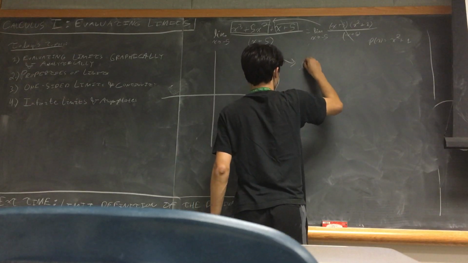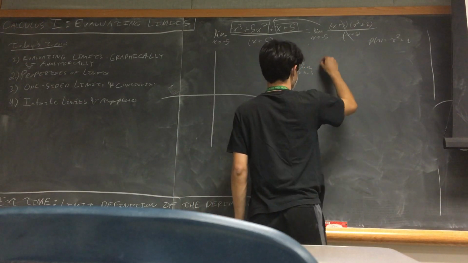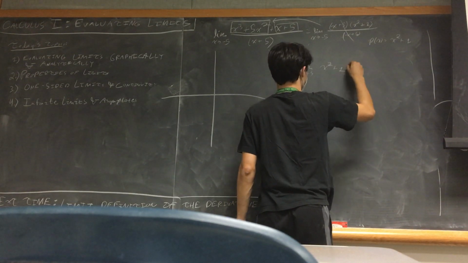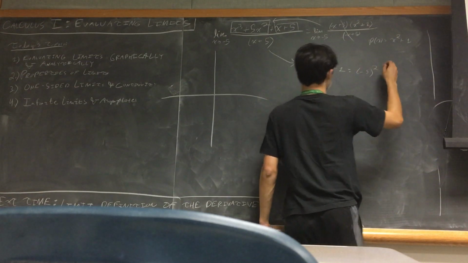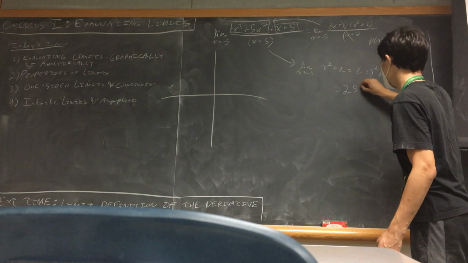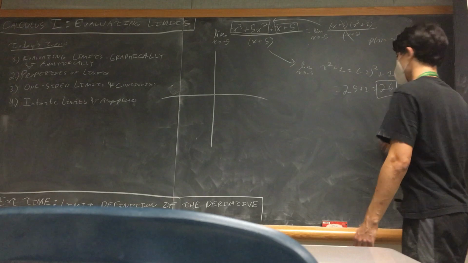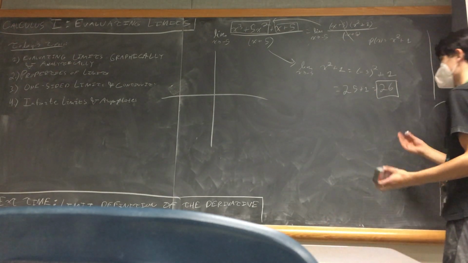So we can say that the limit, as x approaches -5 of our original function f of x, is equal to the limit as x approaches -5 of our new p of x, which is x squared plus 1. Now we try direct substitution: -5 squared plus 1, which is 25 plus 1, which is equal to 26. And there is our limit right there, 26.